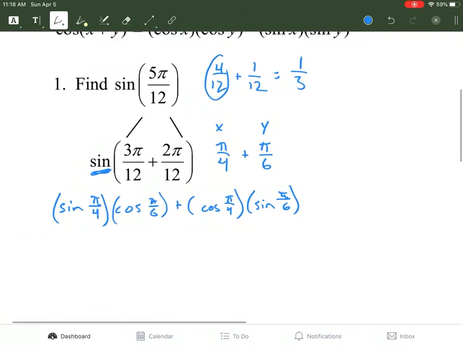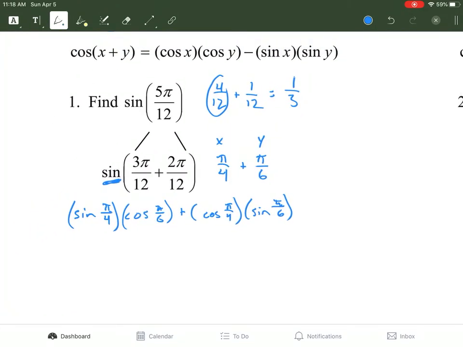Okay, so now you're going to need your unit circle. You're going to find out what these values are. If we look at pi over 4 and find the sine value, that's going to be root 2 over 2. For the cosine of pi over 6, the x value is going to be root 3 over 2. Put these both in parentheses so you remember what we're doing. Plus the cosine of pi over 4, which is root 2 over 2, and the sine of pi over 6, which is 1/2.